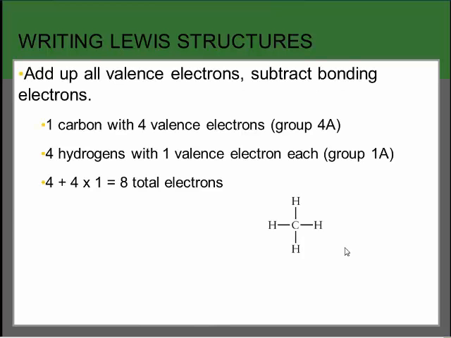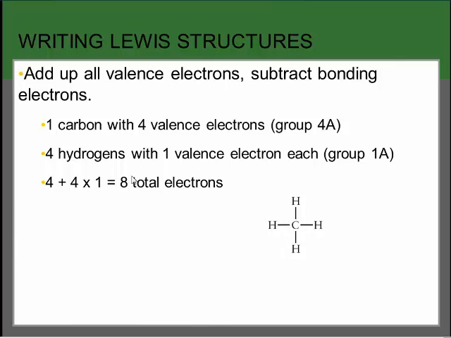And so in methane, we see that there are 4 bonds, 2 electrons in each bond, 4 bonds, 8 total electrons. There's nothing more to do. This is the proper Lewis structure for methane, because there are already 8 electrons showing.